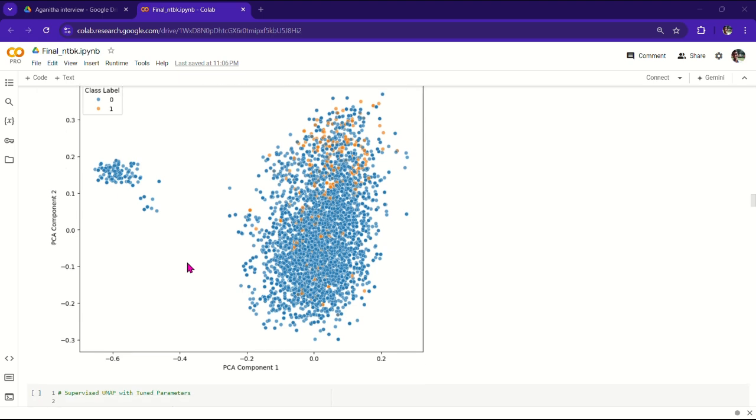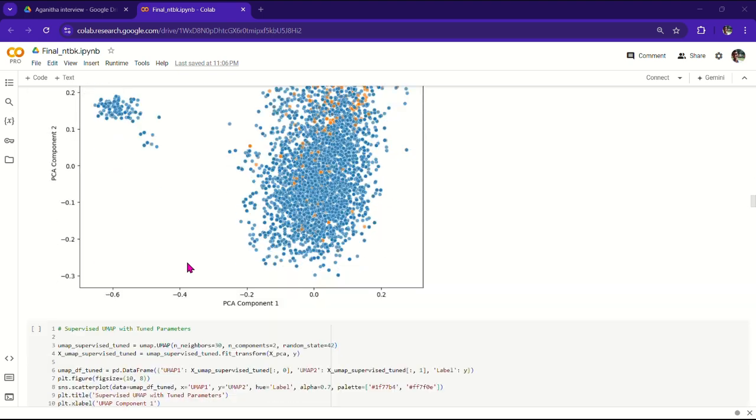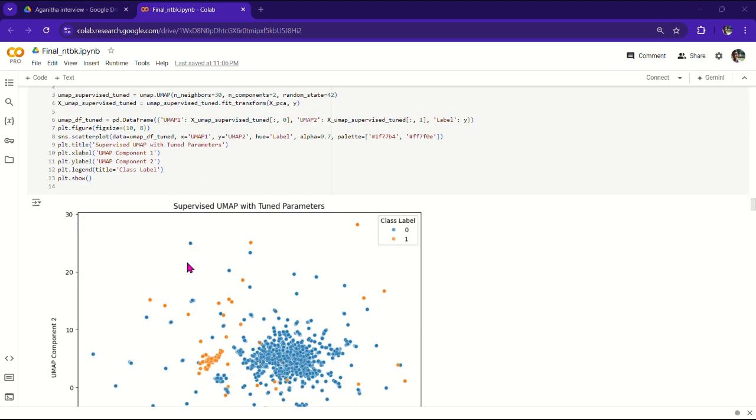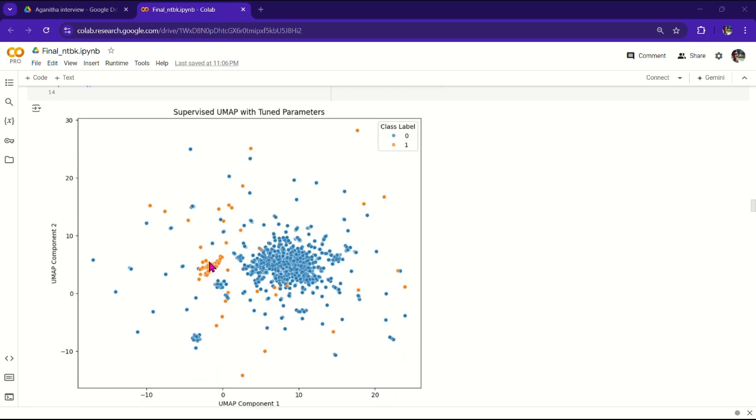Then here we applied PCA; this PCA graph we already saw. Here I tried different parameters, but still got no better result. Then I used supervised UMAP, where we also provide the label column. After providing the label column, we can see that class 1, the causal genes, are forming small clusters, whereas non-causal genes are forming dense clusters.